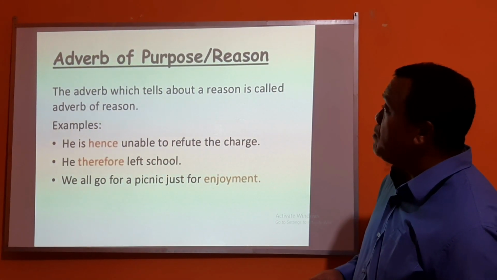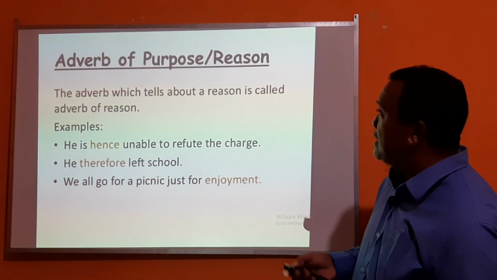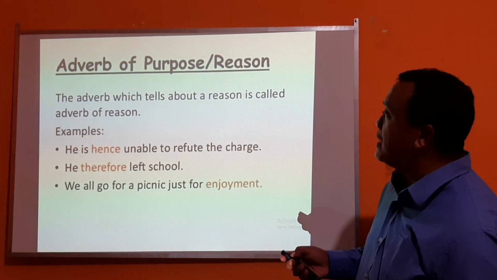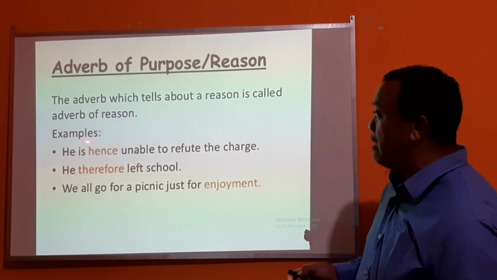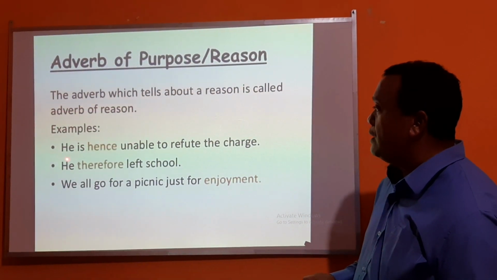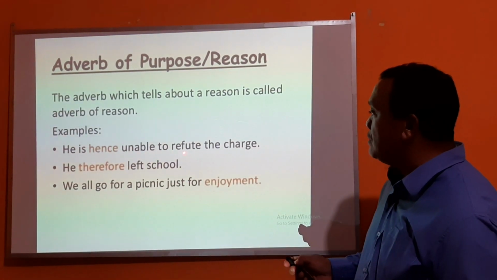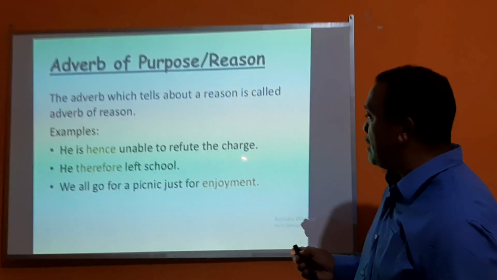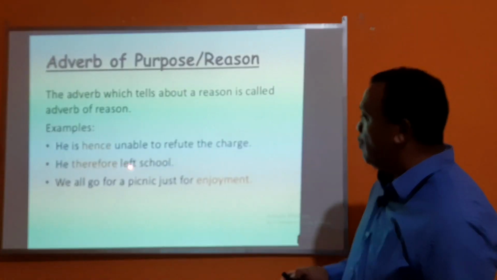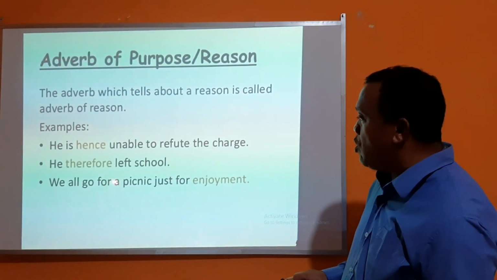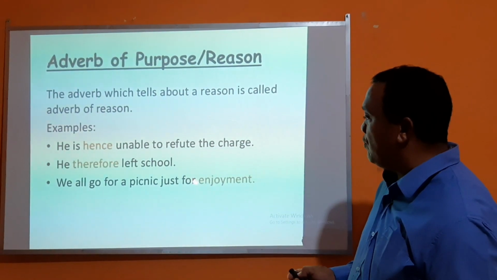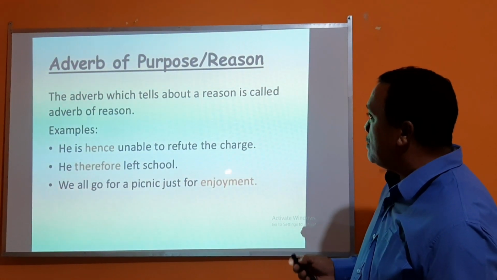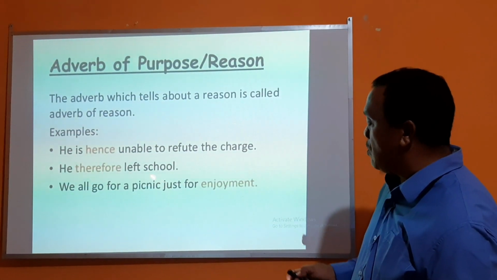And then adverb of purpose or reason. Kata keterangan tujuan atau alasan. The adverb which tells about a reason is called adverb of reason. Example: he is hence unable to review the chart. He therefore left school. We all go for a picnic just for enjoyment. Hence, therefore, for enjoyment are called adverb of purpose or reason.